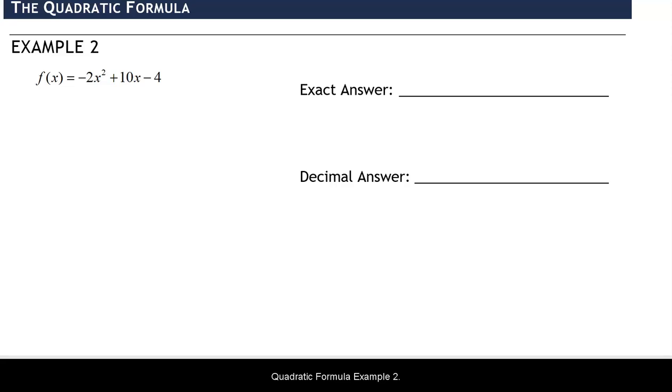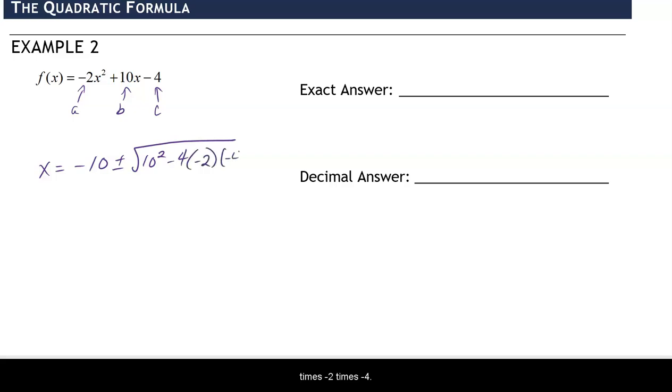The quadratic formula, example 2. f of x equals negative 2x squared plus 10x minus 4. So our a value here is negative 2, our b value is 10, and our c value would be a negative 4. Plugging that into our quadratic formula, we would have x equals negative 10 plus or minus the square root of 10 squared minus 4 times negative 2 times negative 4.